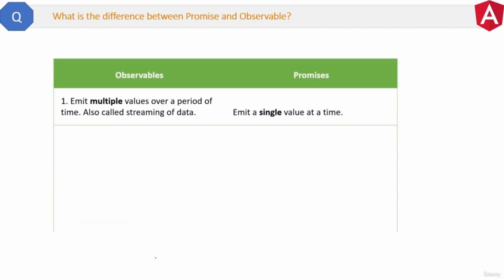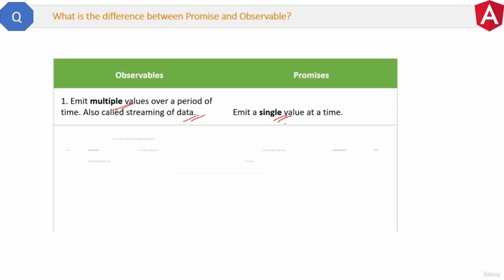So here is the first difference, which we already discussed. Observables emit multiple values over a period of time. We also call this streaming of data, so data is streaming continuously. Whereas a promise emits a single value at a time. So it will first collect the data and only then pass the data to the client.